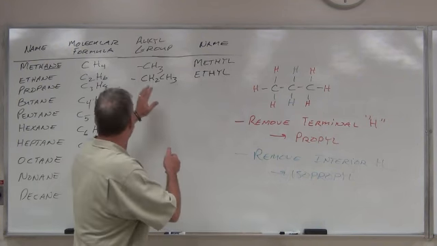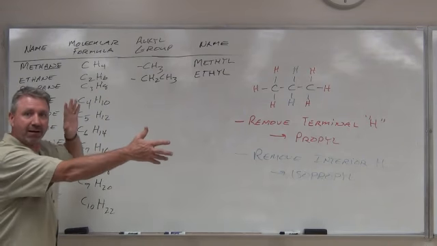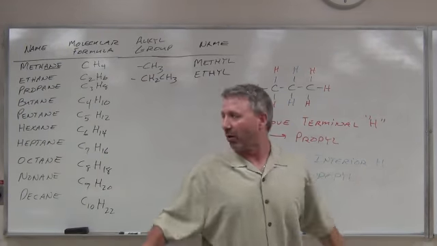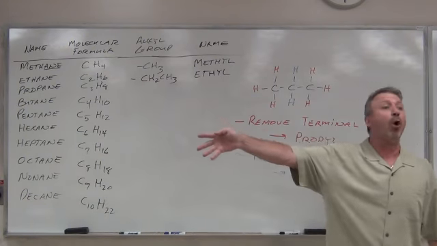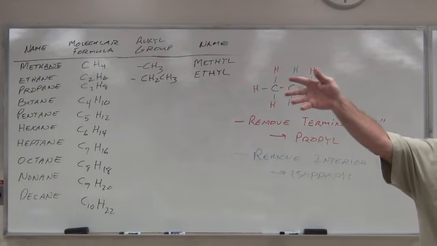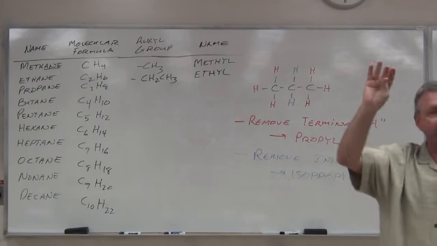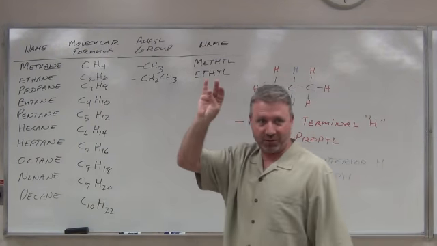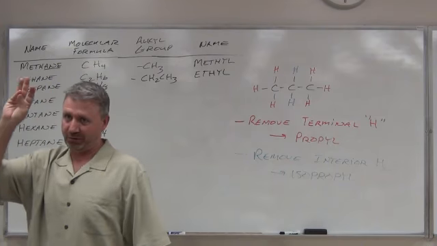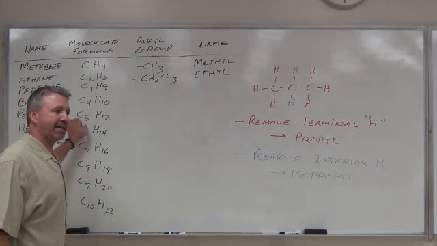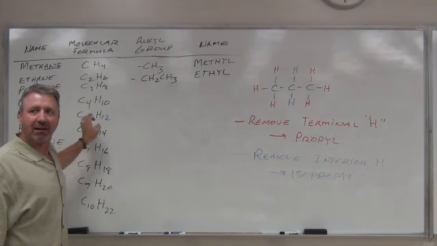Now, notice that as these get bigger, this will be our last one, by the way. We're only going to go to propyl. We're not going to go to butyl. Butyl actually has 4: the normal butyl, the sec-butyl for secondary, tert-butyl for tertiary, and isobutyl. And I believe pentane has like 9. There's a lot.